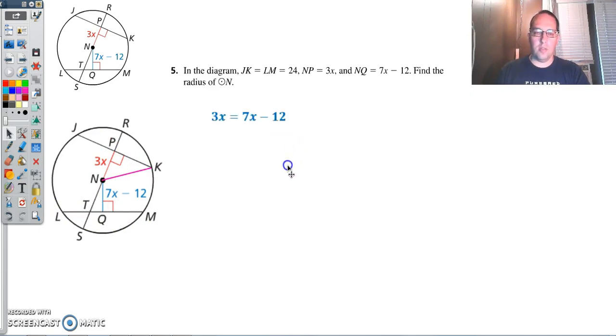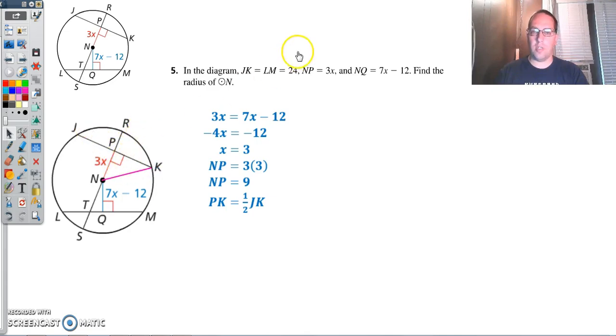All right. So first we need to find x. So we know that 3x equals 7x minus 12 because these two chords are the same length, so they're equidistant. And we work that out, we get x equals 3. Plug that back in, and NP is 9 units long. Now we need the length of PK. So PK is half of JK, because this is the diameter, so it bisects the chord. It's a diameter, and it is perpendicular to the chord, so it bisects the chord. And JK up here is 24, so half of 24 is 12.